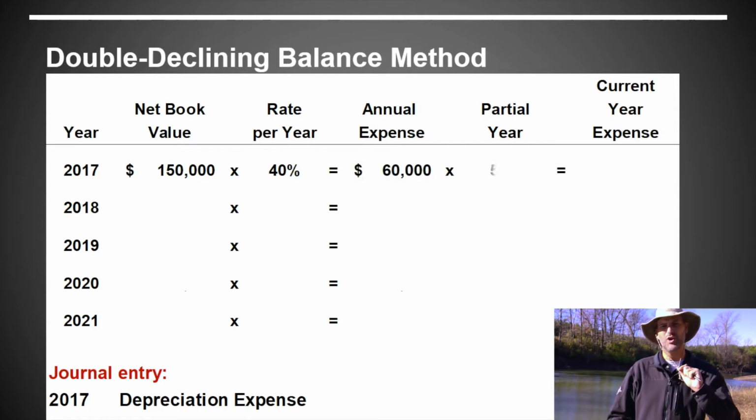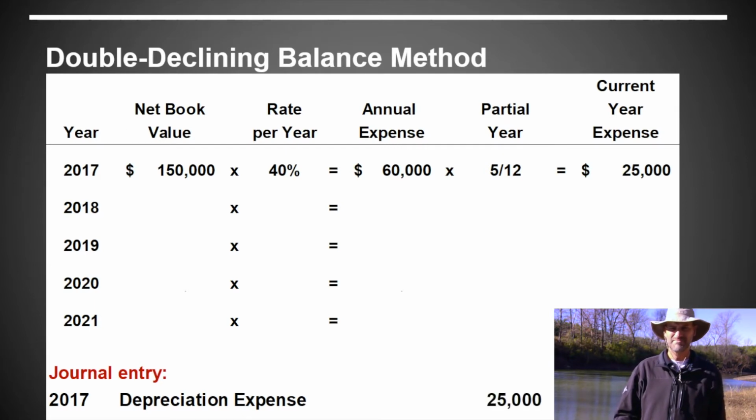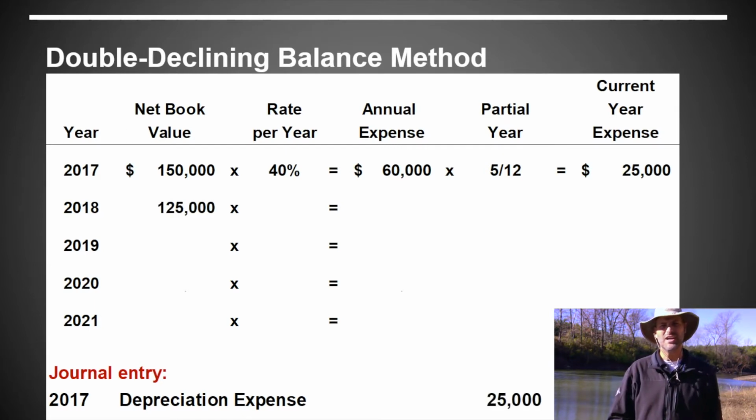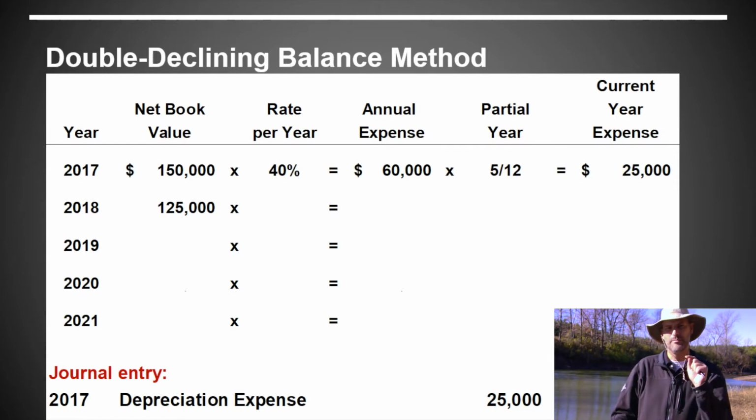However, the first year is a partial year. It's only 5/12, or 5 of the months. So we're going to multiply times 5/12, which gives a current depreciation of $25,000. Now, in the second year, after we make our journal entry, our new net book value, sorry, this is our net book value. It's not the depreciable base. It is our net book value.